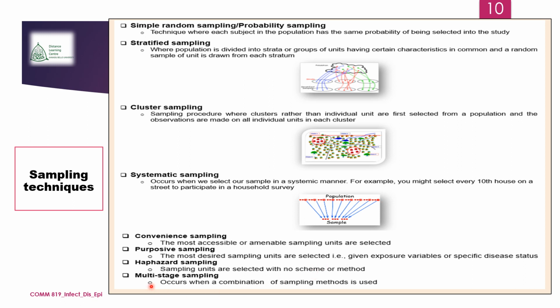Then we have multi-stage sampling. Multi-stage sampling occurs when a combination of sampling methods is used. Okay, you combine one or two. But the most efficient, in terms of strength, are stratified, random, systematic, and some excellent cluster sampling. These are very strong ones when it has to do with epidemiological study.